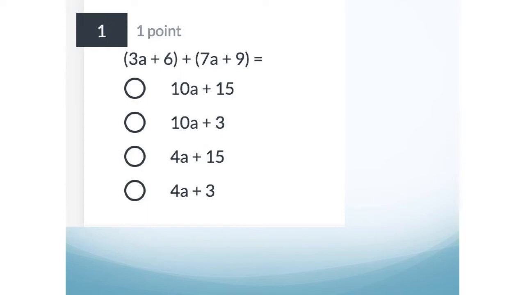Before we get into lesson 3.5, let's go over today's bell ringers. On our first bell ringer, we are being asked to add the expression 3a plus 6 to the expression 7a plus 9.